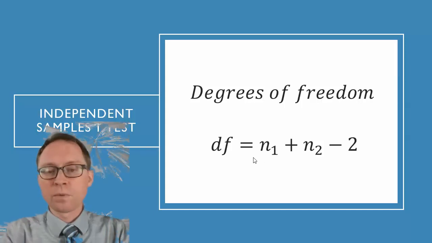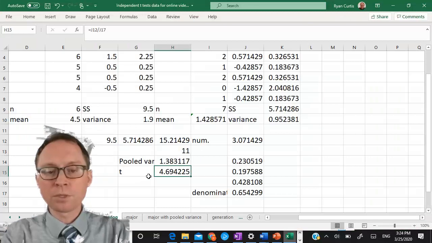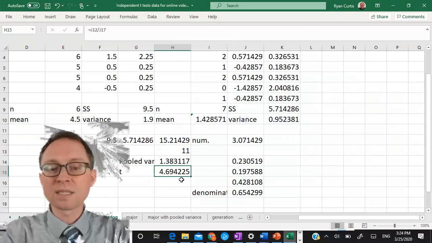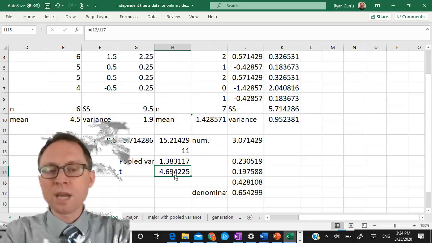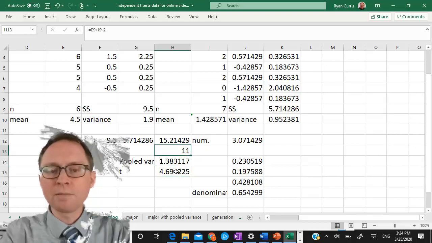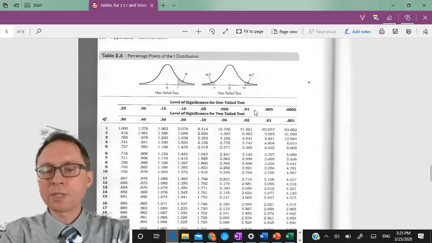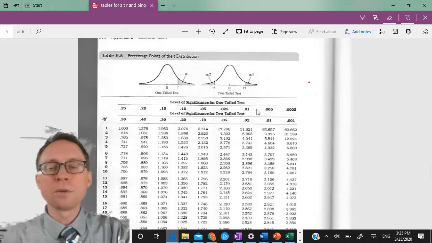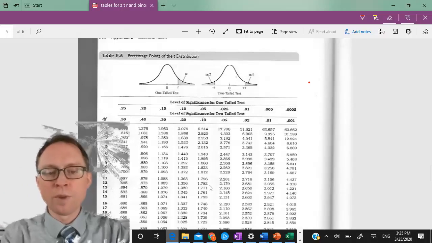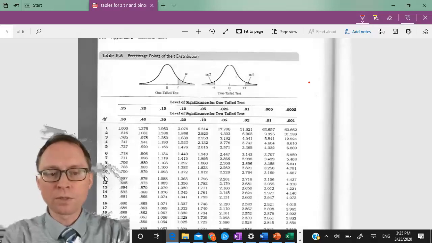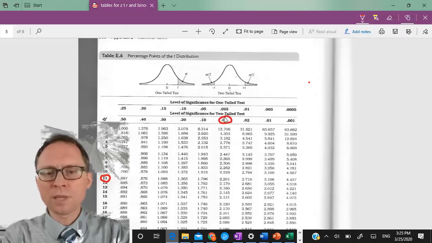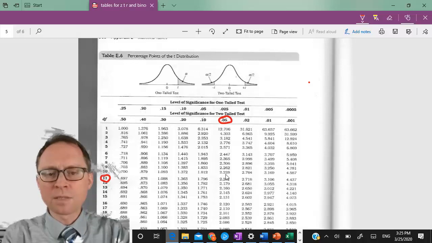To do this, we remember what we were looking at before. So the t that we calculated is 4.69, and our degrees of freedom is going to be 11. Let's go ahead and look at our table. Let's look at a two-tailed test with alpha equals 0.05. Remember, our degrees of freedom is 11. Let's go ahead and mark where that's going to be. So here's our degrees of freedom, 11, right there. And we're looking in this column because we want a two-tailed test with alpha equals 0.05. That means that our critical value is 2.201.